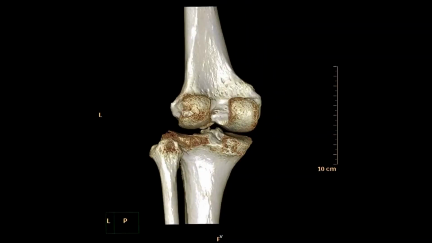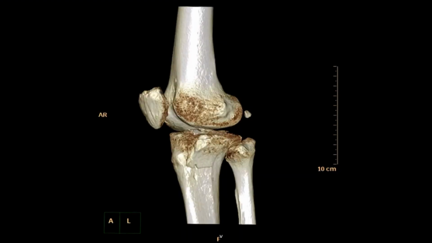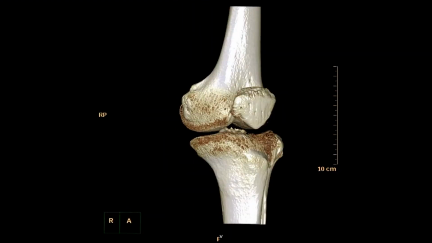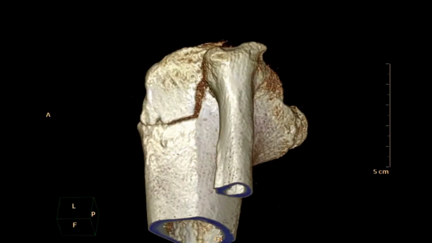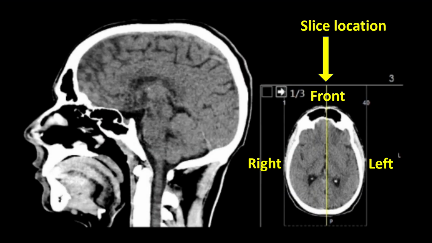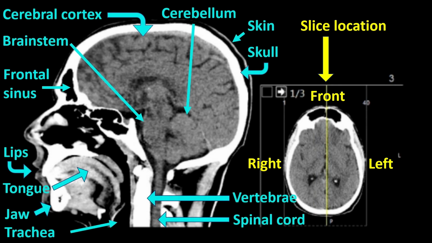Sometimes we make 3D images of organs by using a computer protocol that combines views from many slices. This knee image was made using many images from a CT scan. This is a sagittal slice of a normal head CT. The thin yellow vertical line on the small image shows us where the slice is taken from. Here is the image with some structures labeled.